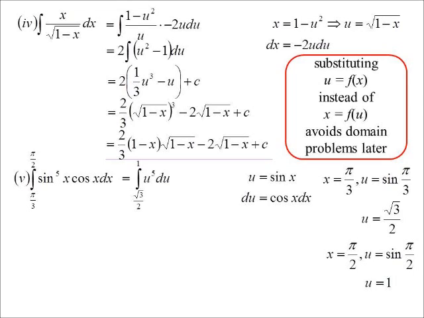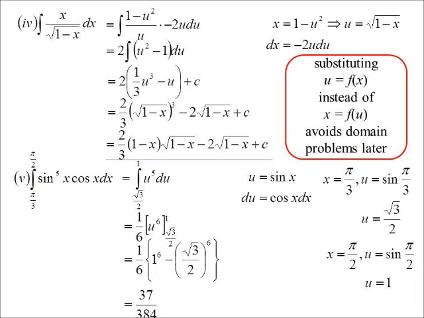So my integral becomes the integral from root 3 on 2 to 1 of just u to the power of 5. Add 1 to the power over the power. But now I don't have to substitute back in, because it's a definite integral. I'll just sub these numbers in and get my answer of 37 on 384.